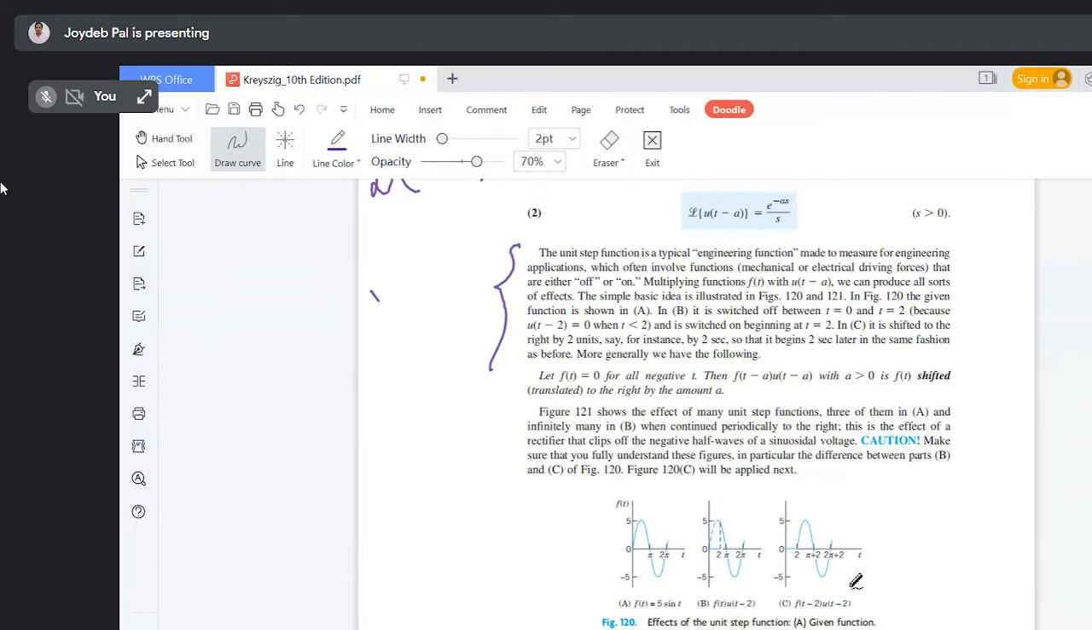Fine. You can read these explanations of what is happening with multiplying that f(t) by u(t-2). Look, in figure 120 the given function is shown in (a). So the given function is shown in (a). In (b) it is switched off between t = 0 to 2.